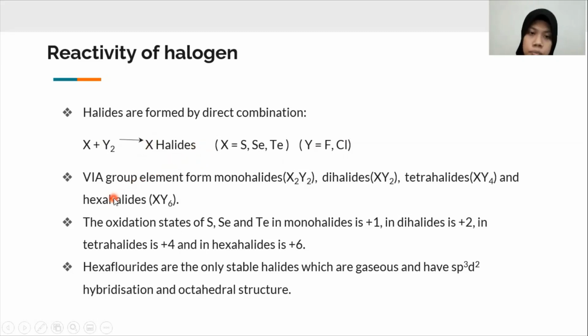The 6A group elements form monohalides, dihalides, tetrahalides, and hexahalides. The oxidation state of sulfur, selenium, and tellurium is +1 in monohalides, +2 in dihalides, +4 in tetrahalides, and +6 in hexahalides. Hexafluorides are the only stable halides which are gases and have sp3d2 hybridization and octahedral structure.